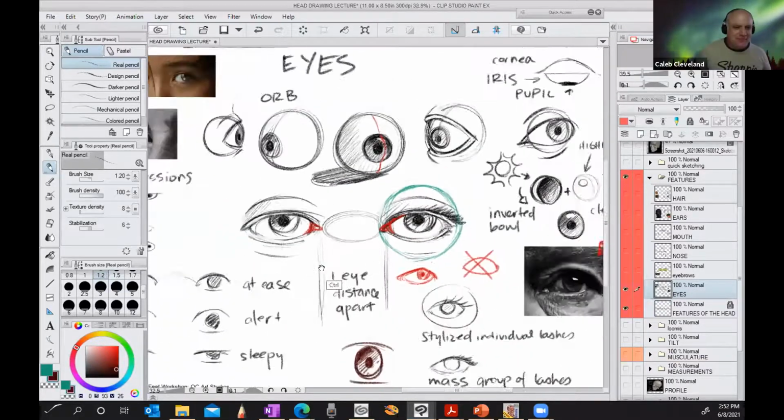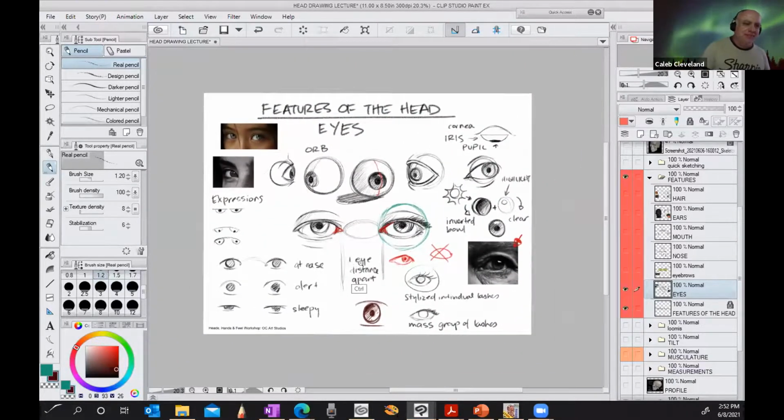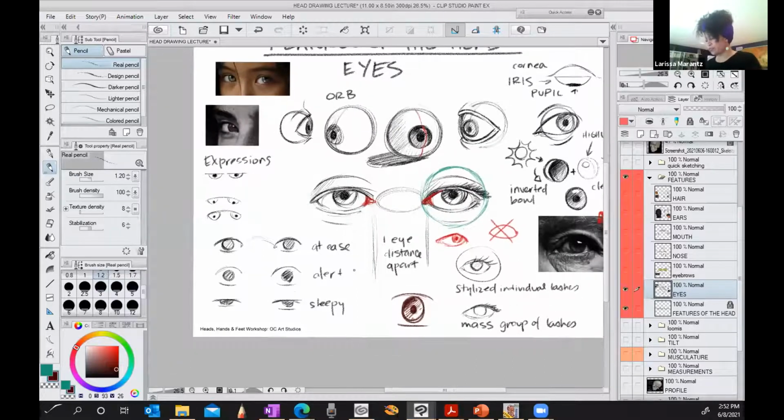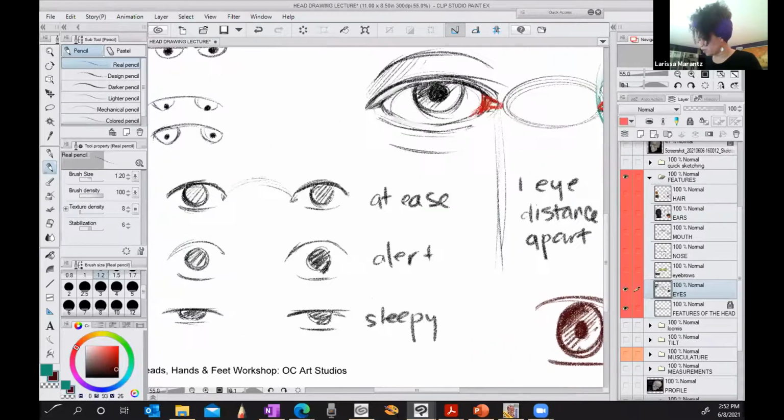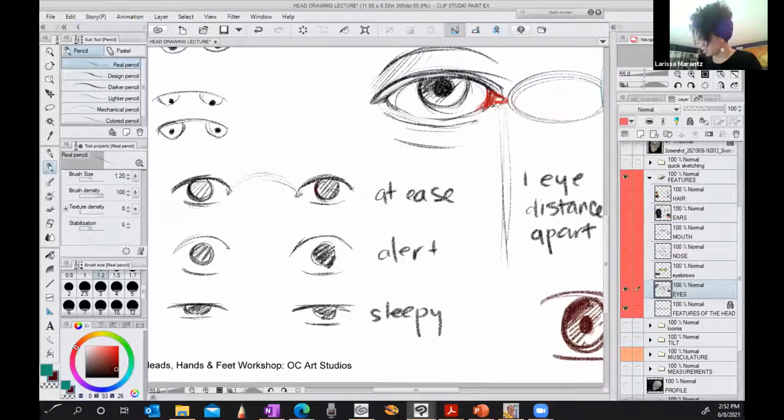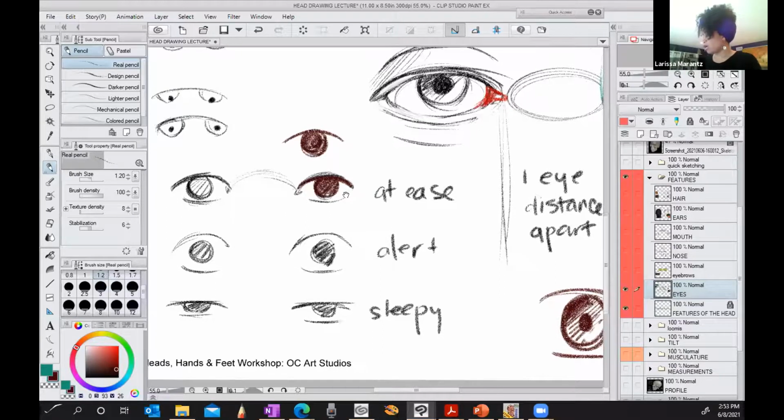Now expressions. When a person is at ease, what's usually going to happen is that the iris is going to be just hugging that top lid, right at the top, with just a little rainbow right there. So this is where we're going to be paying attention to the whites of the eye.